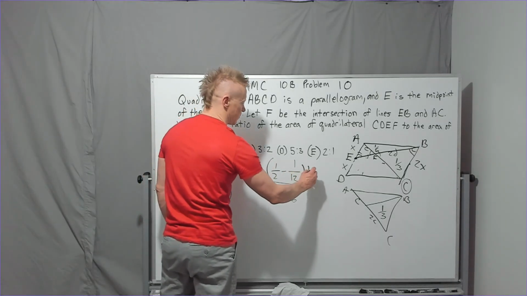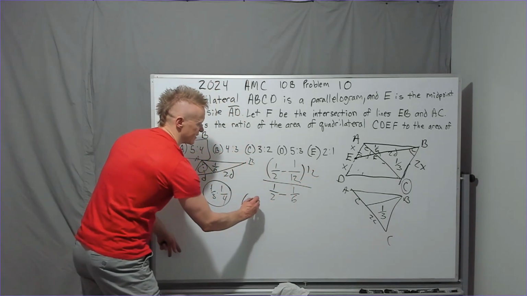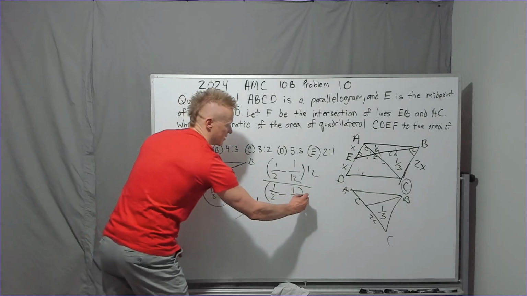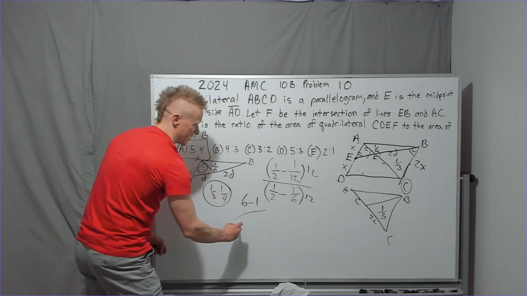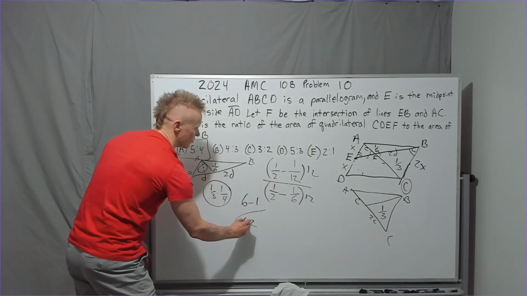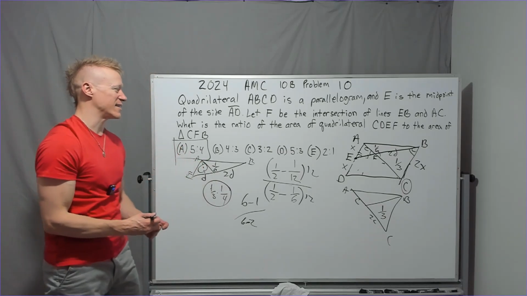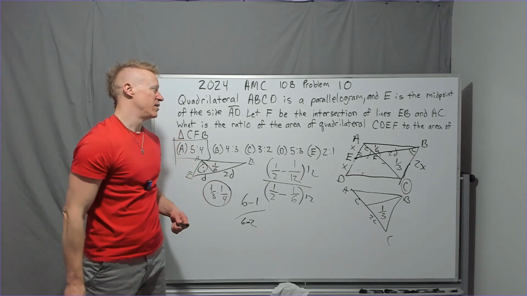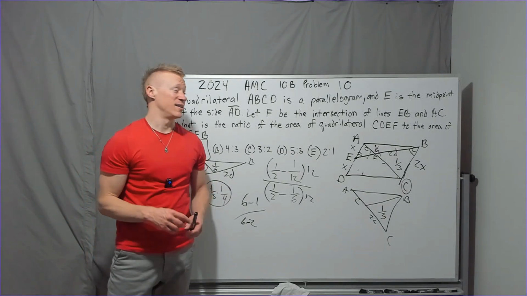So if you just multiply this by 12, you're going to get 6 minus 1, and this by 12, you're going to get 6 minus 2, and again, you get 5 to 4. Same exact answer, done in a different way. Let's go ahead and get on to the next problem.